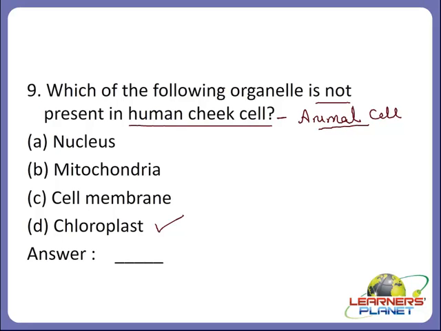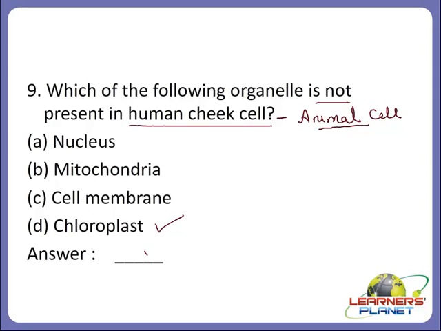Mitochondria are present in all types of cells except prokaryotic cells, as they are involved in energy production. Cell membrane: each and every cell contains a cell membrane. So all these three options could not be true. The only right answer possible here is option D, that is chloroplast.